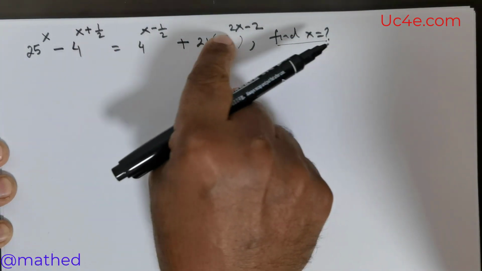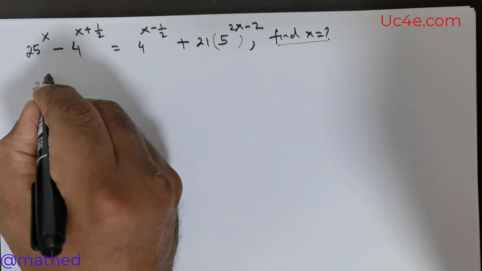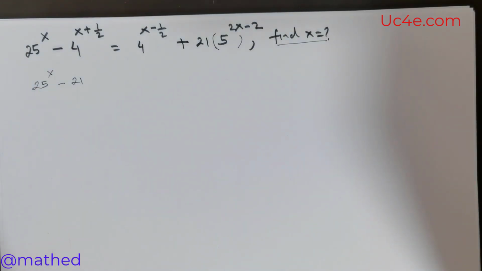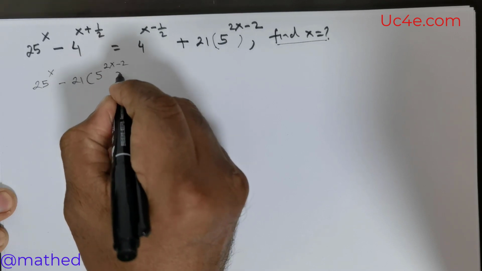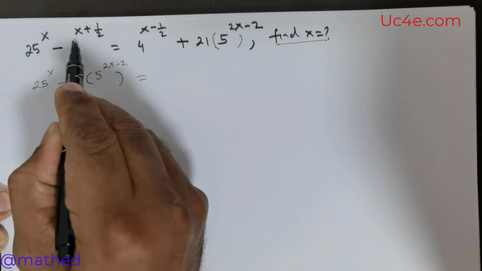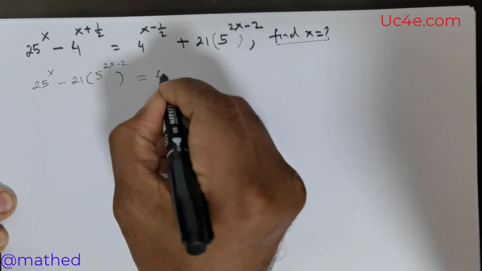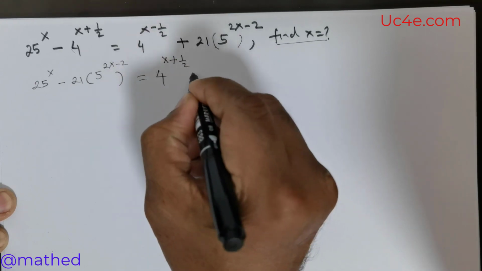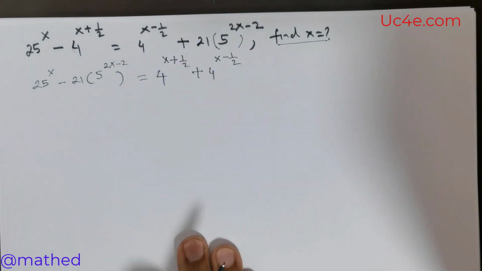Now foremost, what I wish to do is move this quantity to the left hand side. So this is going to be 25 raised to the power of x minus 21 times 5 raised to the power of 2x minus 2 is equal to, then I would like to move this negative 4 raised to the power of x plus 1/2 to the right hand side. So this is going to be 4 raised to the power of x plus 1/2 followed by this quantity 4 raised to the power of x minus 1/2.